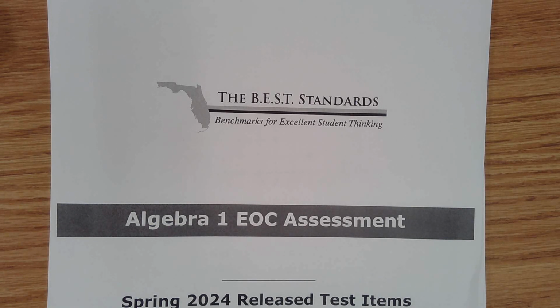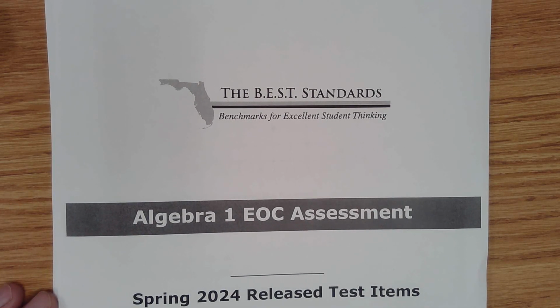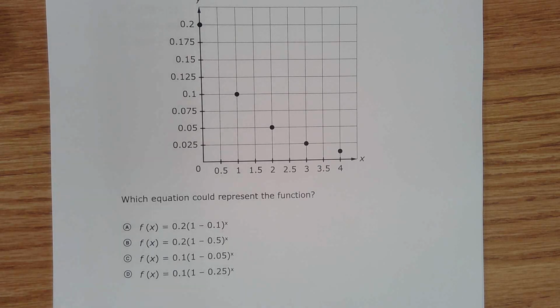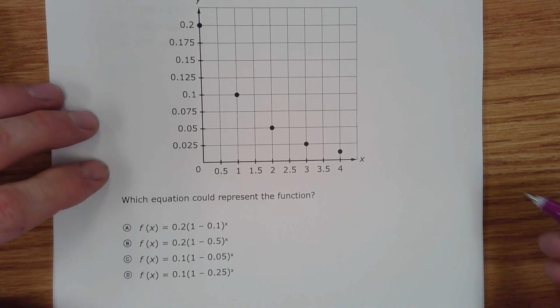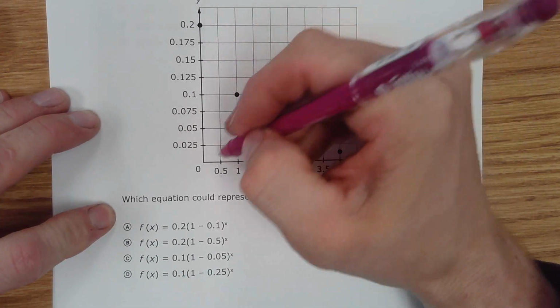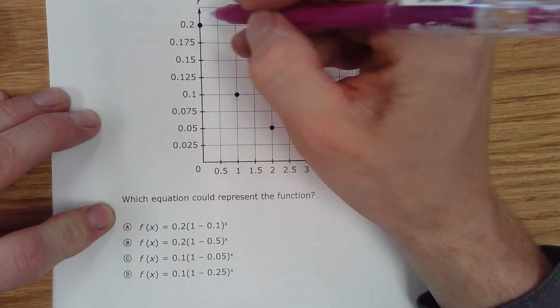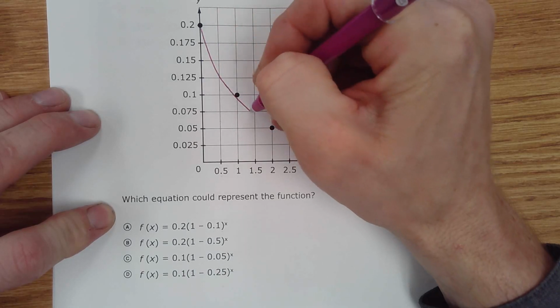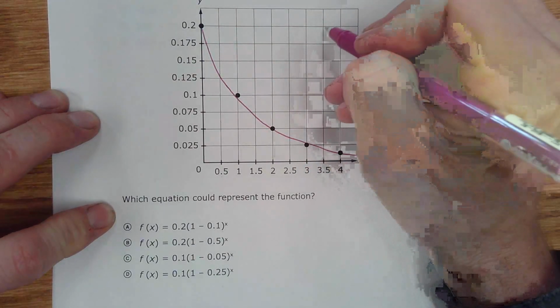All right, so we're going to continue on with this. We're going to do questions 11 through 15 for this Algebra EOC. Okay, so here are some points on a line where the x value is this and the y value is that. If I connected these dots, it would look like exponential decay.